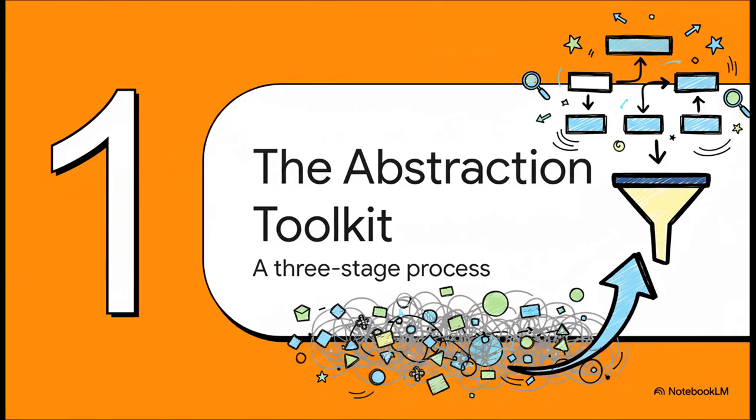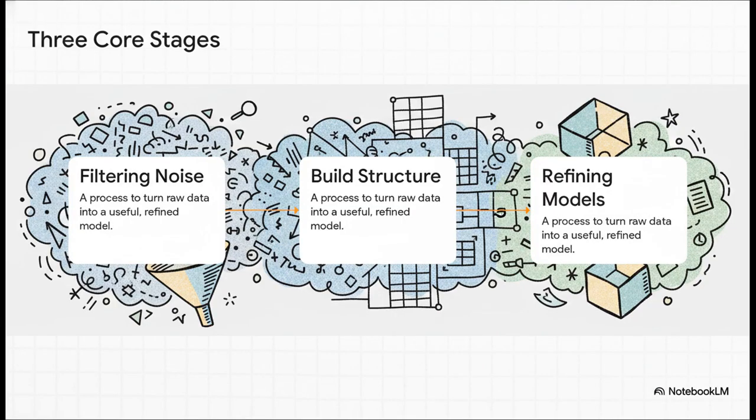All right, let's get practical. The best way to really get a handle on abstraction is to think of it like a toolkit. It's got a super clear three-stage process that's all about building real understanding, right from the ground up. And here they are, the three core stages. It's pretty simple, really. First, you filter out all the noise. Then, you build some kind of structure with whatever's left. And finally, you tweak and refine that structure to make sure it's actually useful. So let's look at each one.